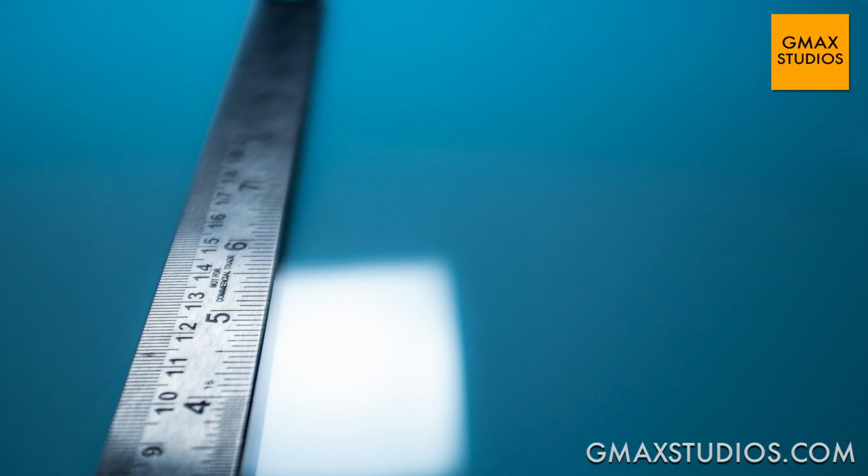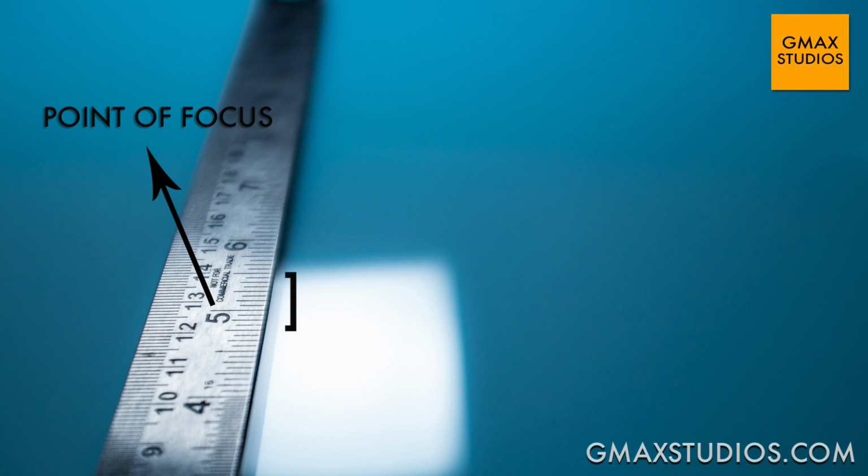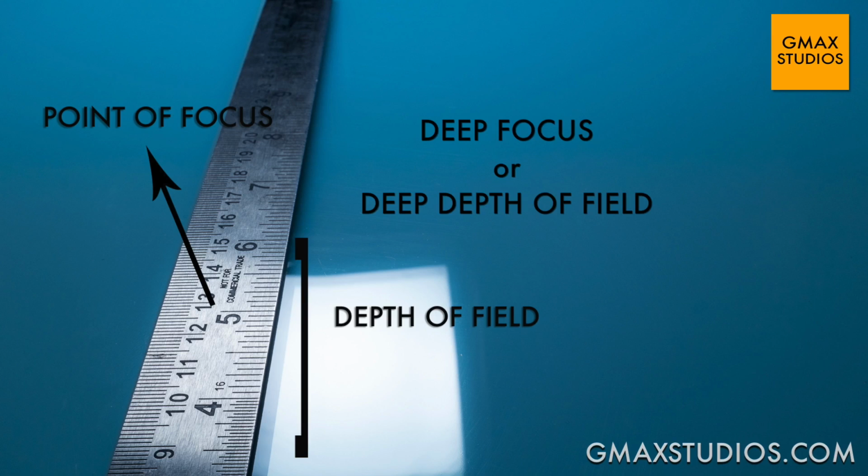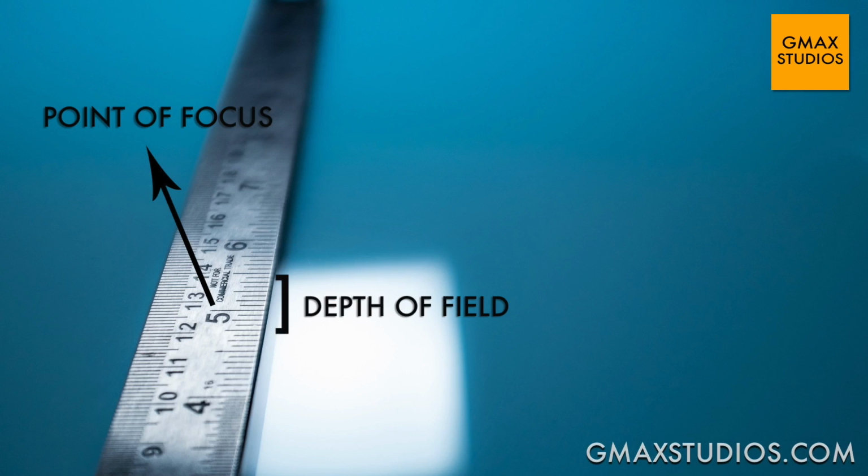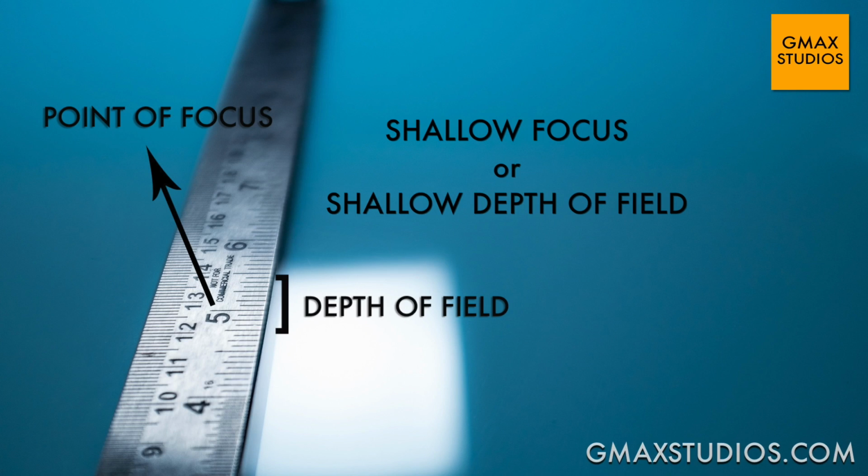For any photograph that we take, there is a point of focus. In this photograph, for instance, the focus is on the number 5. Apart from the point of focus, there is an area in front of and behind the point of focus that looks like it is in focus too. The distance between the nearest and farthest points that appear sharp is called depth of field. A large depth of field is often called deep focus or deep depth of field, and a small depth of field is often called shallow focus or shallow depth of field.